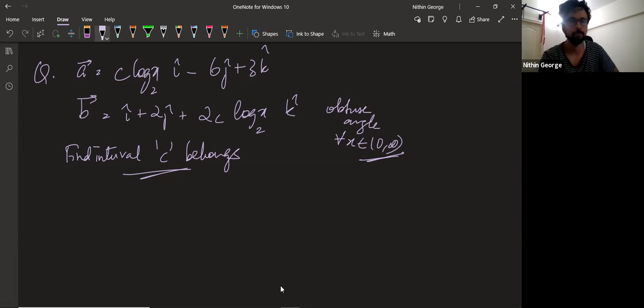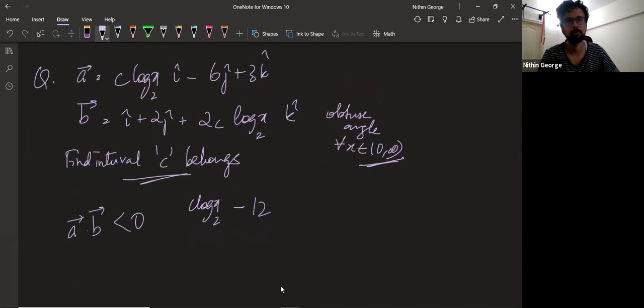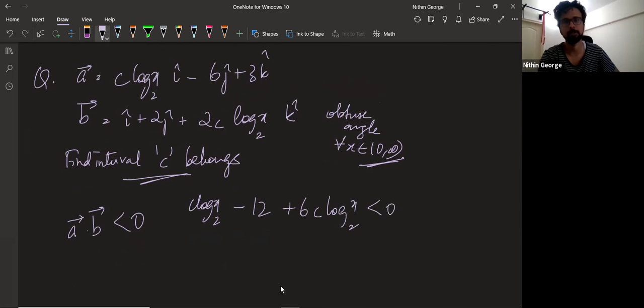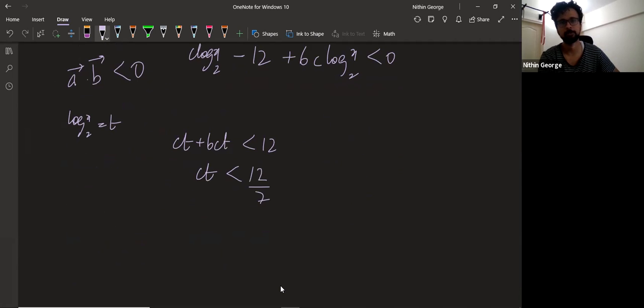Guys, what do you do here? Once you see they make an obtuse angle, you can say that A dot B will be less than 0. In other words, c log x to the base 2 minus 12 plus 6c log x to the base 2 will be less than 0. Let log x to the base 2 be t. So from here I'll get ct plus 6ct less than 12. In other words, ct less than 12 by 7.